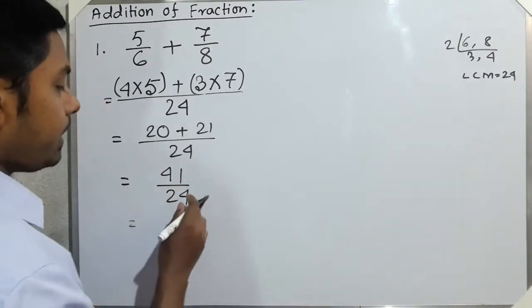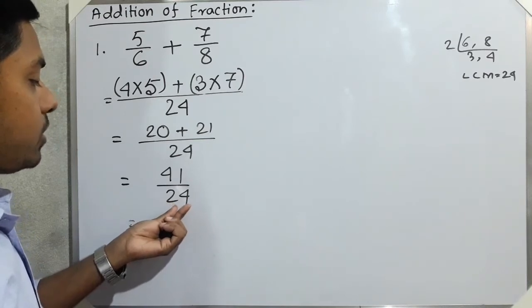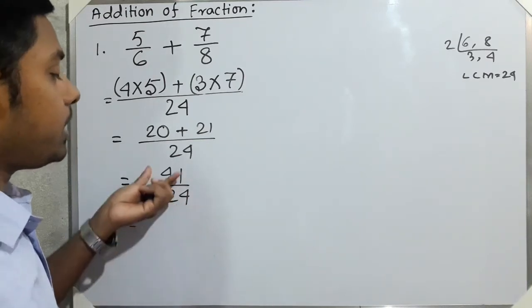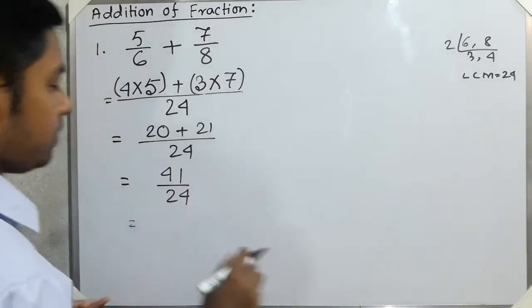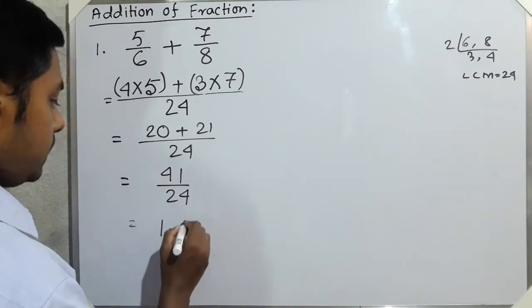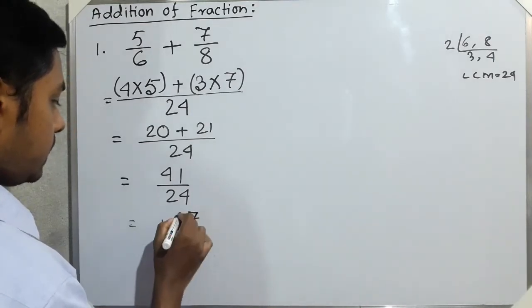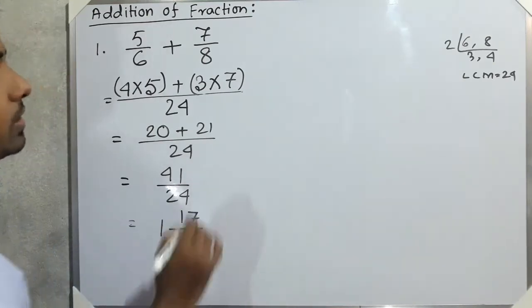But here you can see the denominator is less than the numerator, so you must convert it into a mixed fraction. So 24 1s are 24, 7 carry 1, so 1 and 17 by 24. So this is the answer.